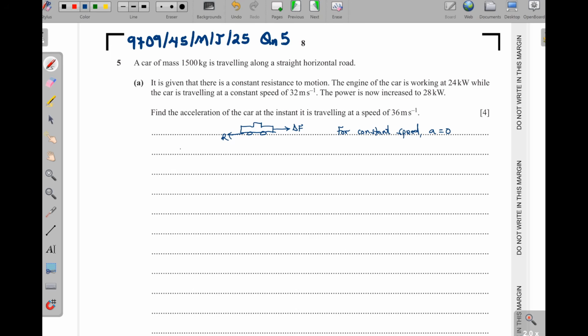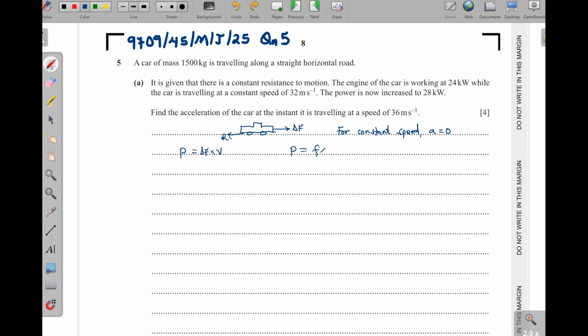Now, power is equal to FV, the driving force times the V. Remember, power is the rate of doing work, and work is force times distance, then over the time. So distance over the time is the speed. That's why we have the V here.